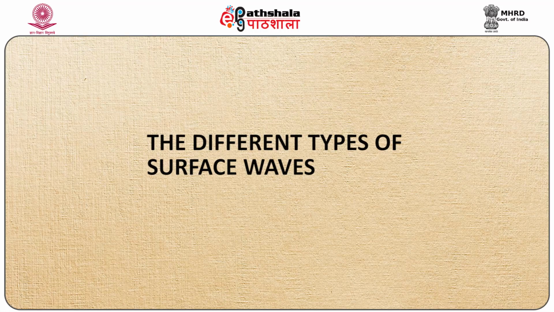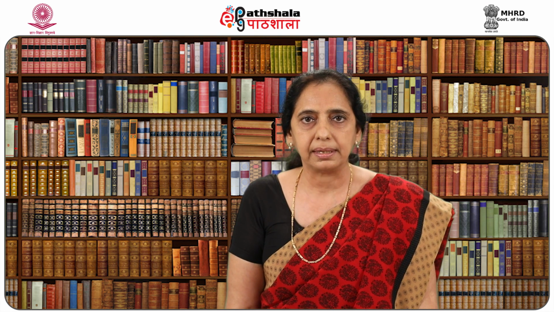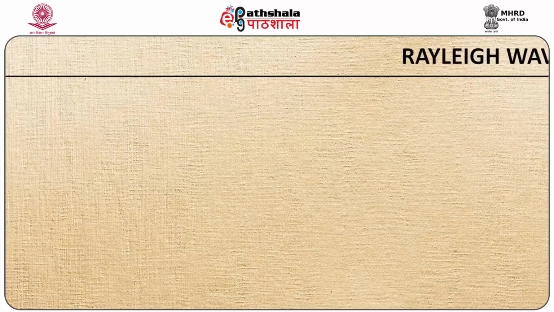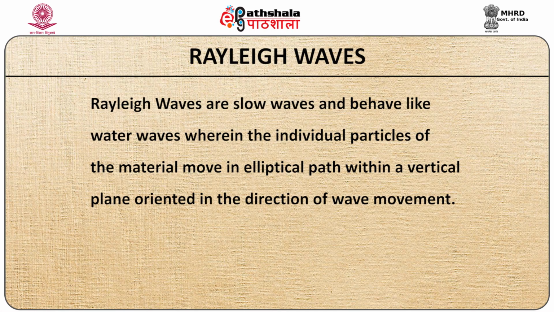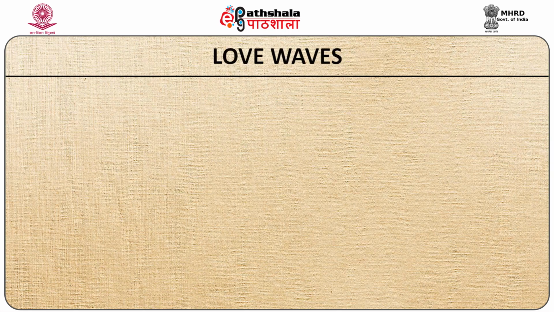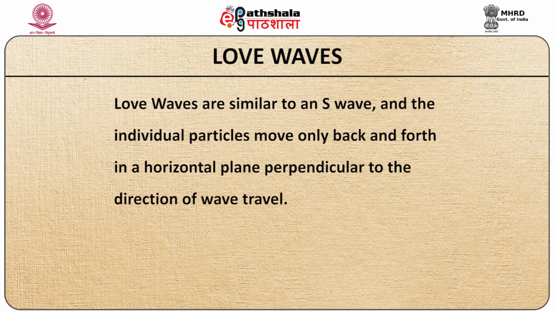Let us now see the different types of surface waves. The movement of surface waves is limited to the ground or just below it. These are slower than the body waves and arrive just after the S waves. Two important surface waves are Rayleigh waves and Love waves, named after the British scientists Lord Rayleigh and A.E.H. Love respectively. Rayleigh waves are slow waves and behave like water waves, wherein the individual particles of the material move in an elliptical path within a vertical plane oriented in the direction of wave movement. Love waves are similar to an S wave, and the individual particles move only back and forth in a horizontal plane perpendicular to the direction of wave travel.